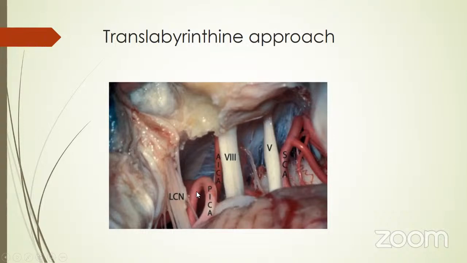And going below, if we widen the approach, we can encounter the lower cranial nerves, the 9th, 10th, 11th complex, along with the posterior inferior cerebellar artery, which is a branch of the vertebral artery.